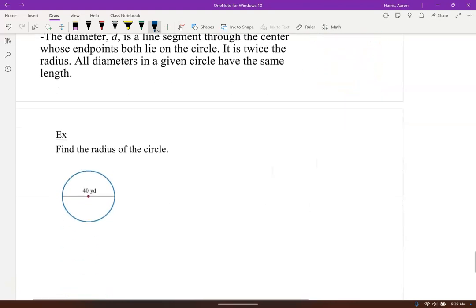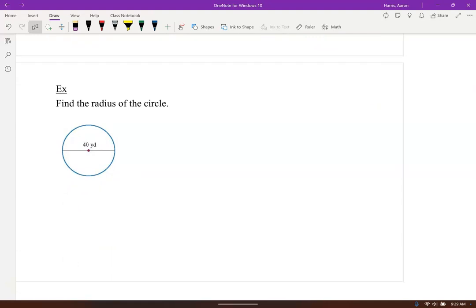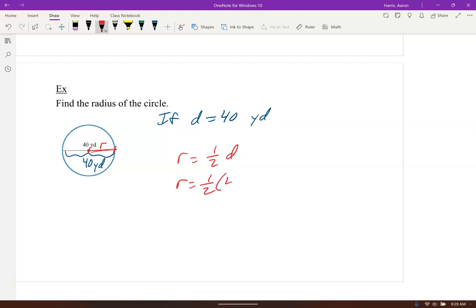And let's go ahead and find the radius for this example right here. If the whole diameter all the way across is 40 yards, then what would the radius be, which is just half that length, right? So if the diameter is 40 yards, the radius must be half the diameter. So half of the 40 yards. Half of 40 is 20. So the radius would be 20 yards in this case.